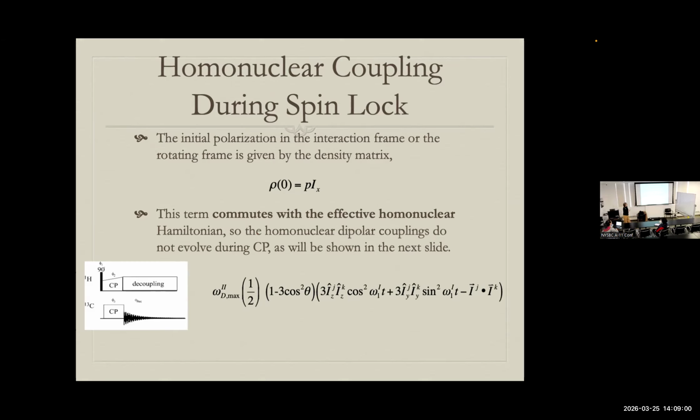So you start out with rho naught is IX, because we wanted that IX there, because that's what we're going to transfer over to the other spin. This term commutes with the effective homonuclear Hamiltonian. So here's the Hamiltonian, IZ, IY, I dot I, right? We got these by rotating IZ around IX, with that frame transformation, and we got this.